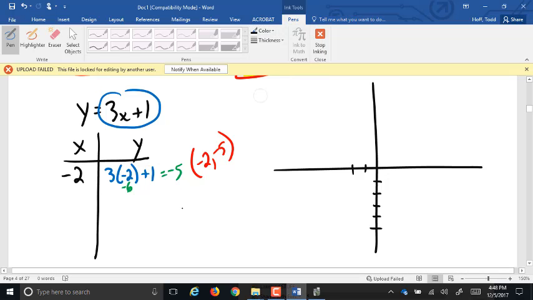So that point would be right here. Now remember, we're plotting points. We always go side to side first. -2 is here. Then we go down 5 to get to -5. So that's that point right there.